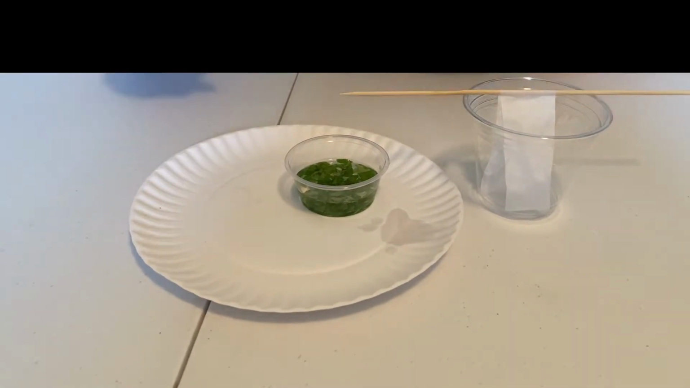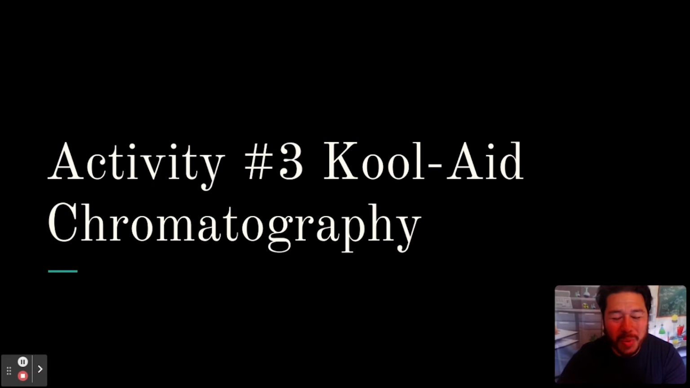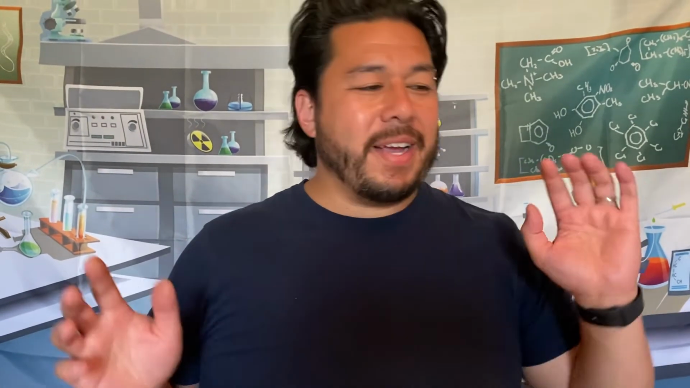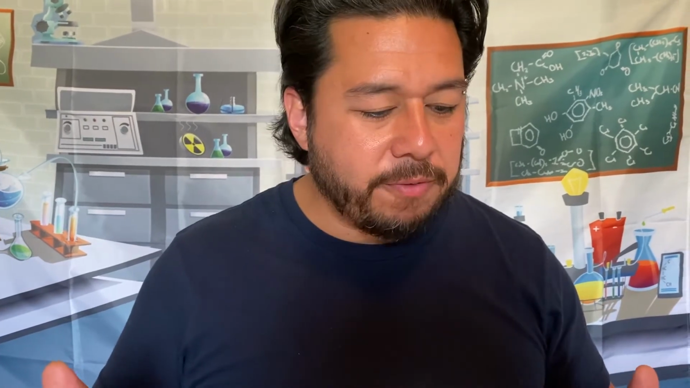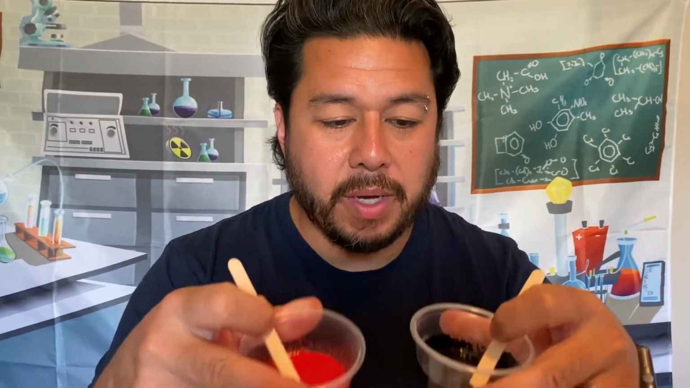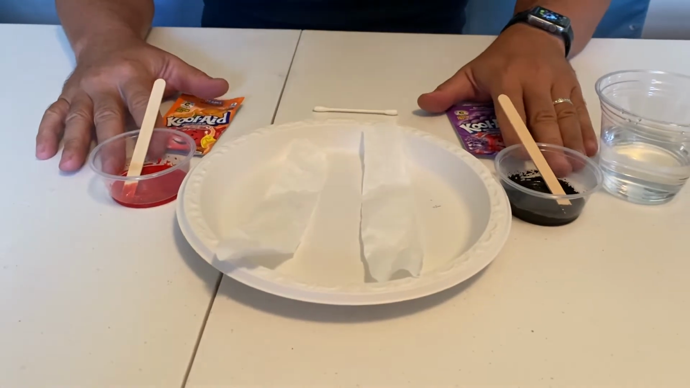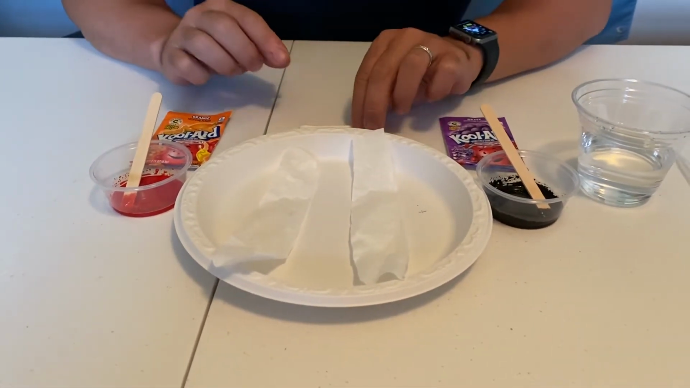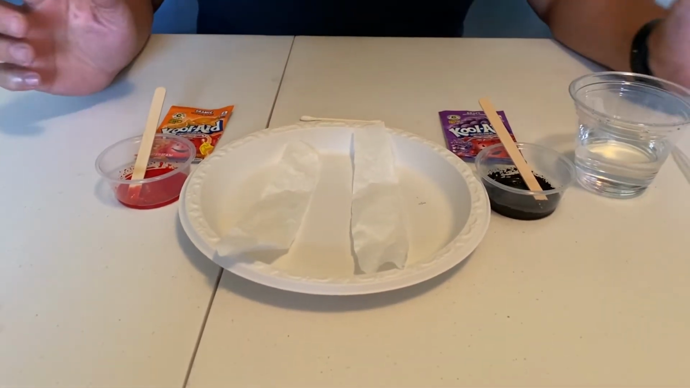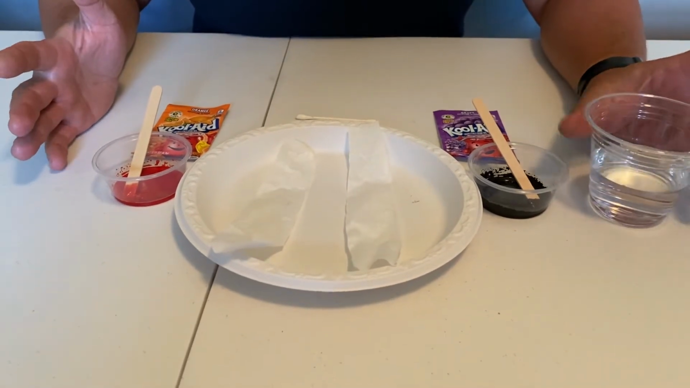Here we go. Activity number 3, Kool-Aid chromatography. All right, Science Explorers, activity number 3, Kool-Aid chromatography. What we're going to be doing here is we're going to take some of our Kool-Aid mixture. We already mixed it in with some water, and we're going to see what kind of chromatography we could do. We want to see if we can separate and see what kind of colors are being used in our Kool-Aid that we love so much, right?